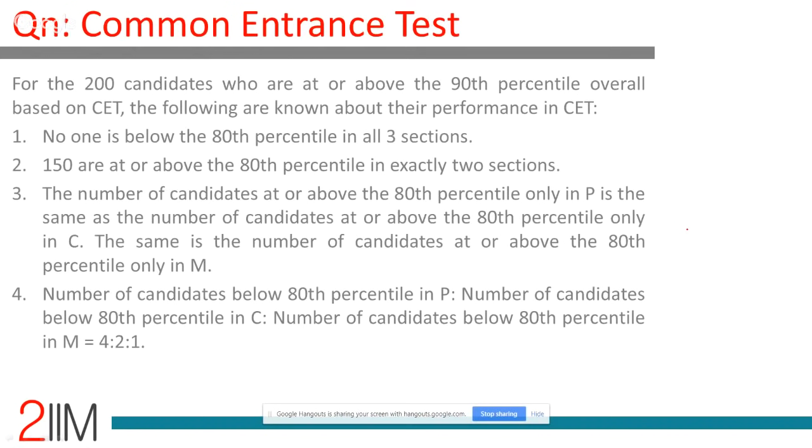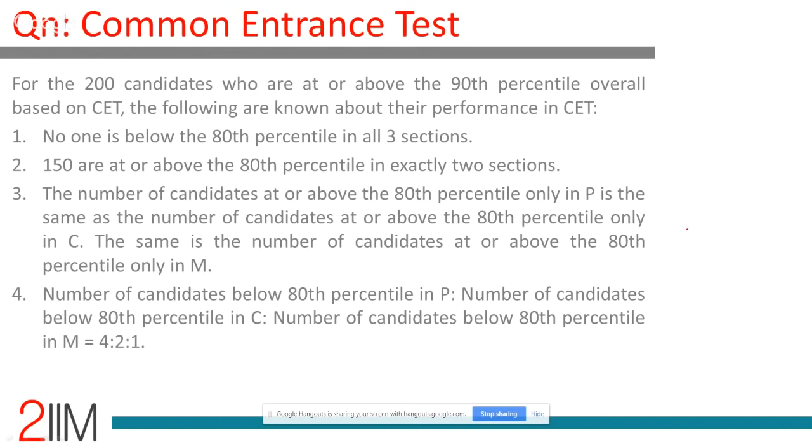Remember that. For AET, the constraint is you should get 90th overall and at least 80th in 2 out of the 3. In at least 2 out of the 3. It depends. So some subset of this 200, some fraction of this 200 is going to qualify to write the AET. No one is below the 80th percentile in all three sections.